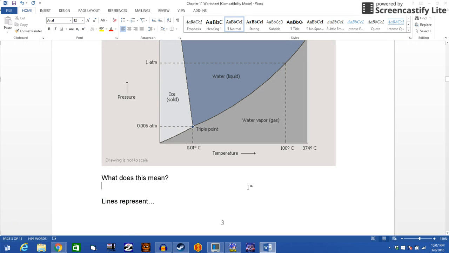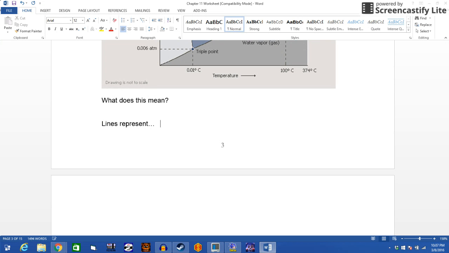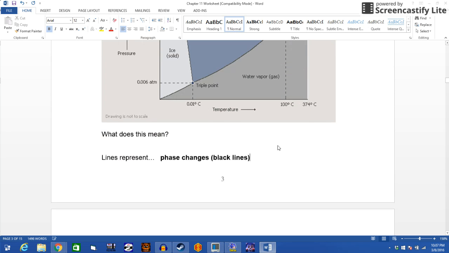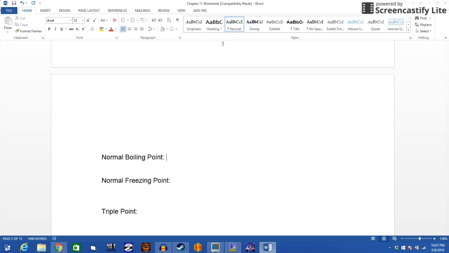Should be soon. All right, so what does this graph mean? Lines, as we talked about already, they represent phase changes. There'll be lines on there, but there you go. So now we've already kind of defined this, but we'll do it again. Normal boiling point is the boiling point at 1 atmosphere. And so the normal freezing point is, therefore, of course, the freezing point at 1 atmosphere.